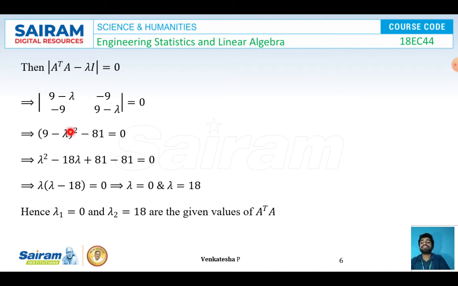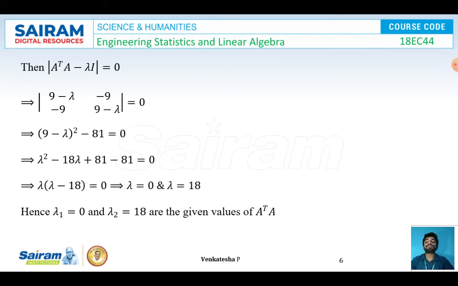By expanding this, I got lambda square minus 18 lambda plus 81 minus 81 is equal to 0. 81 gets cancelled. I got lambda square minus 18 lambda is equal to 0. By taking lambda as a common factor, I got lambda into (lambda minus 18) is equal to 0, so lambda is equal to 0 and lambda is equal to 18. Hence, I got lambda 1 is equal to 0 and lambda 2 is equal to 18 as the eigenvalues of the A transpose A matrix.